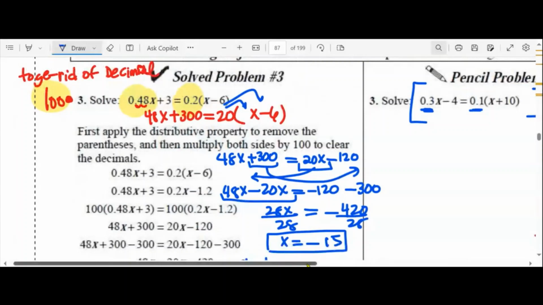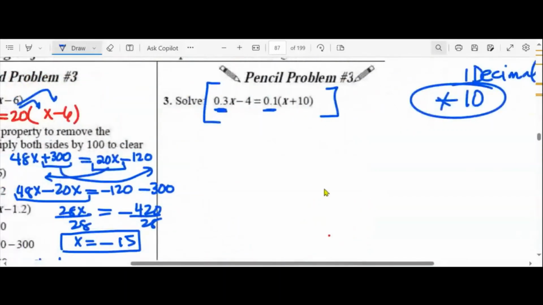Can you solve it, teacher? It's a classwork. I already solved the left side. You have to do the right side.